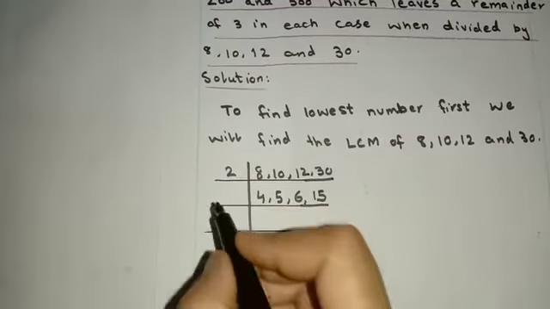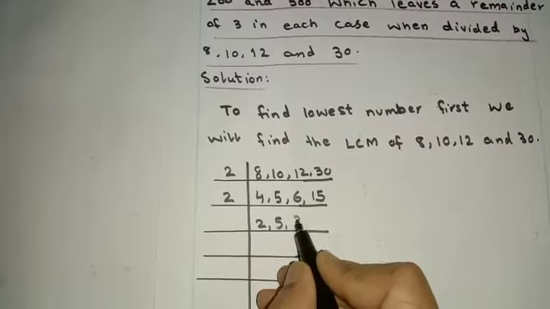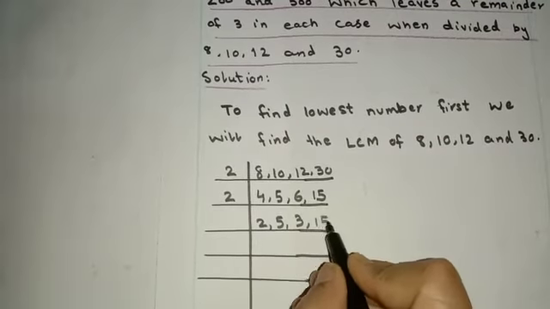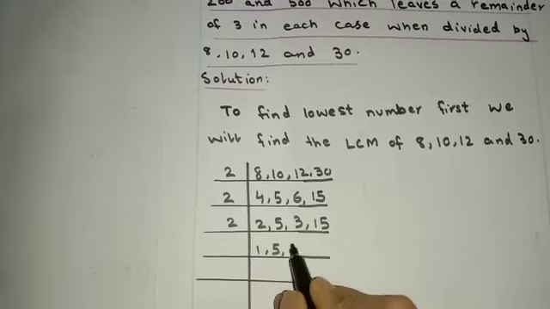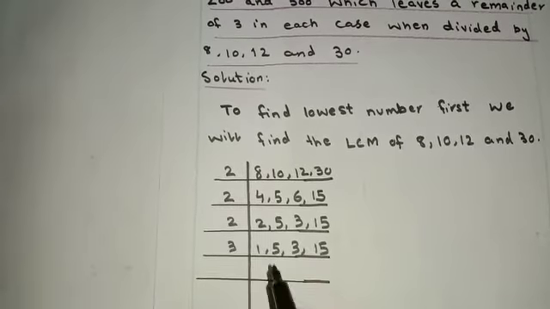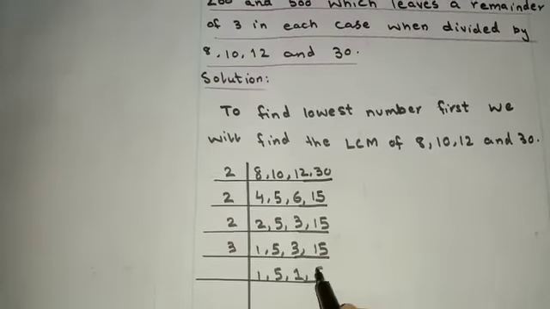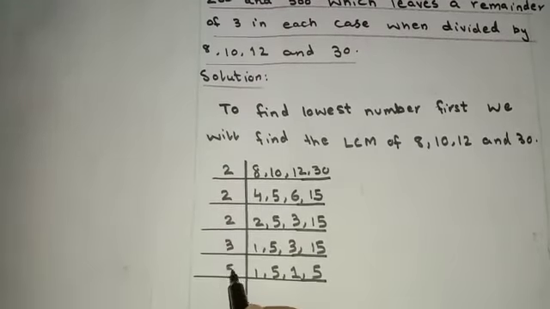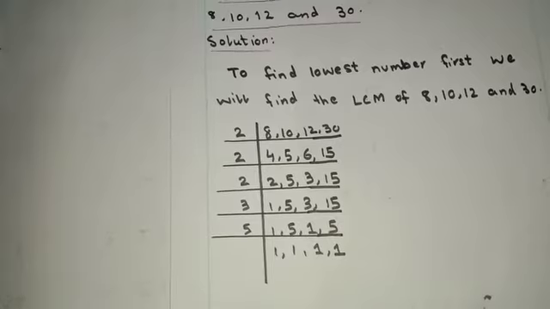Again, there are some even numbers. So 2 twos are 4, 5 as it is, 2 threes are 6, 15 as it is. 2 ones are 2, 5, 3, 15. Still some numbers which occur in the table of 3. So 3 ones are 3, 3 fives are 15. Now we have 5 ones are 5, 5 ones are 5. We have 1 at the end, so it means our division is completed.